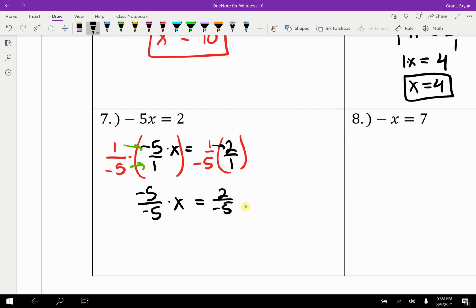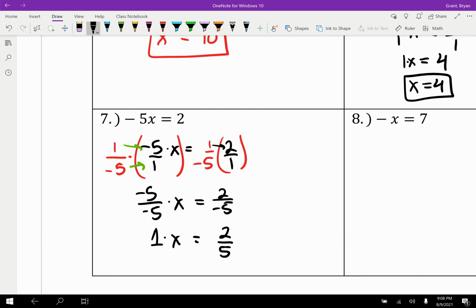Well, simplifying the left side, any number divided by itself, we should know that. Any number divided by itself is always 1. On the right side, 2 doesn't divide nicely by negative 5. However, this is algebra, which is cool. We don't actually have to divide this. This is a fraction. It is the fraction 2 over 5.